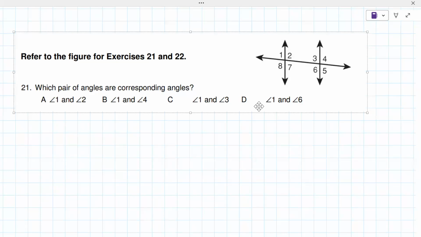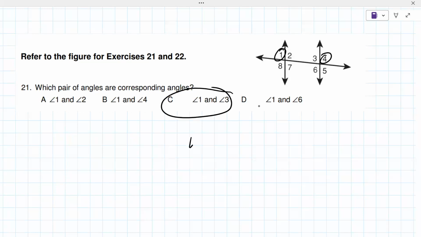Would it be 1 and 4? 1 and 4 are on the same side, but they're exterior. Oh, yeah, so 1 and 3, right? Because they're both on top. 1 and 3 are definitely, yeah, those work. Okay. Can you give me another pair of corresponding angles, please? 1 and 6? So you've already used 1 and 3. You couldn't reuse them.